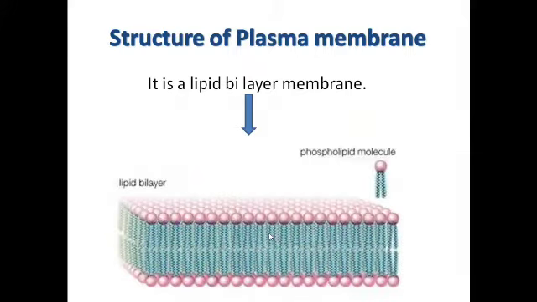As we can see in the figure, this plasma membrane is made up of two lipid layers. Mostly the lipids present in the plasma membrane are phospholipid molecules. We can see that the phospholipid molecules are arranged to form a sheet. And in this figure there are two sheets, meaning two layers of lipids forming a single plasma membrane. These are all the lipids.